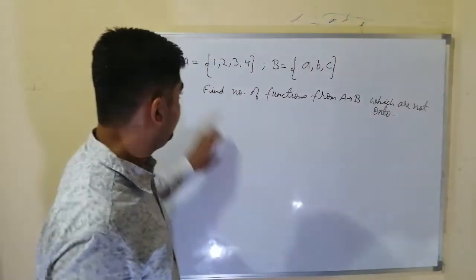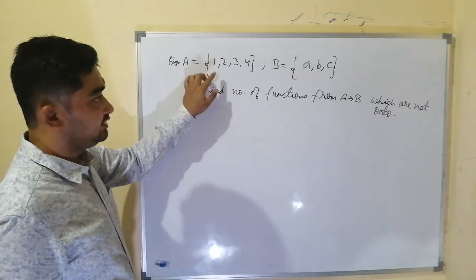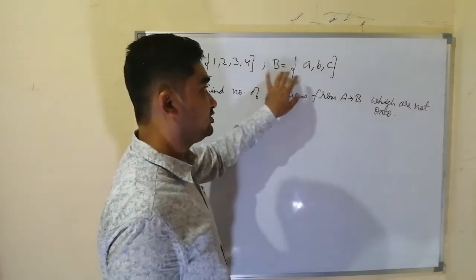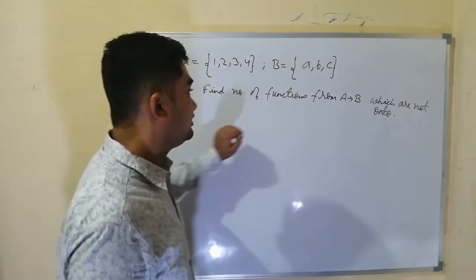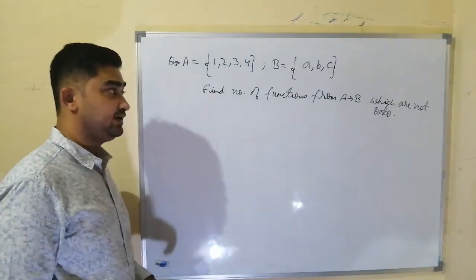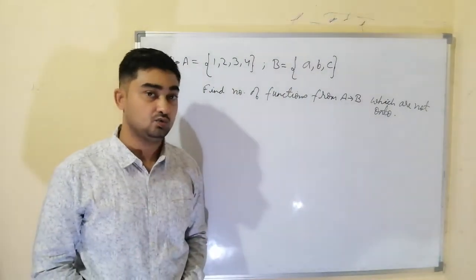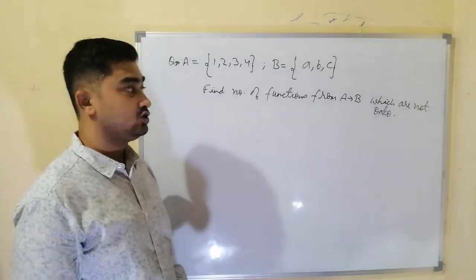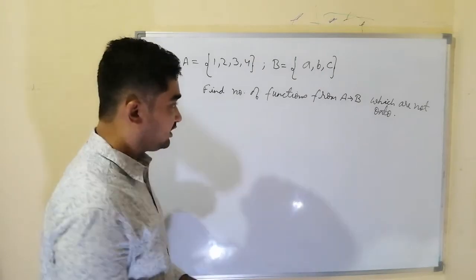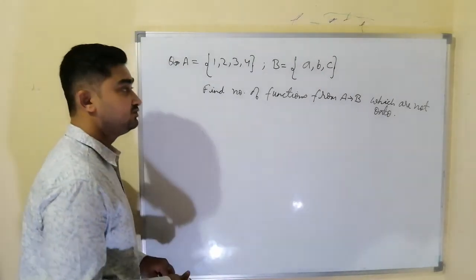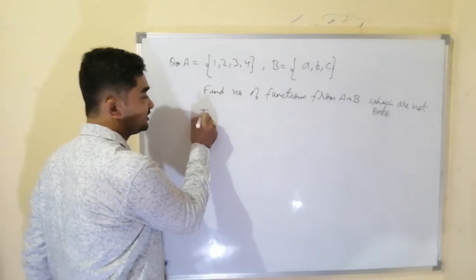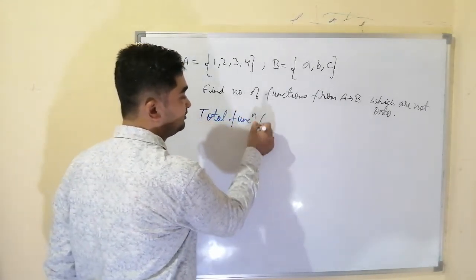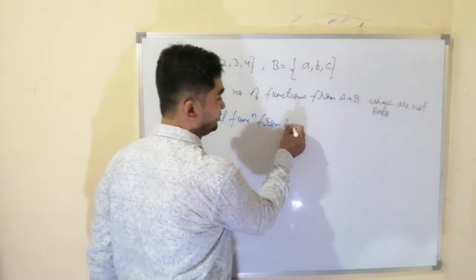In the next problem, we are given a set A which contains 4 elements 1, 2, 3 and 4. Another set B is given which contains 3 elements a, b and c. We have to find the number of functions from A to B which are not onto. We have to find the number of possible functions from A to B which are not onto. So how will we do this? First, we will find the total number of functions from A to B.